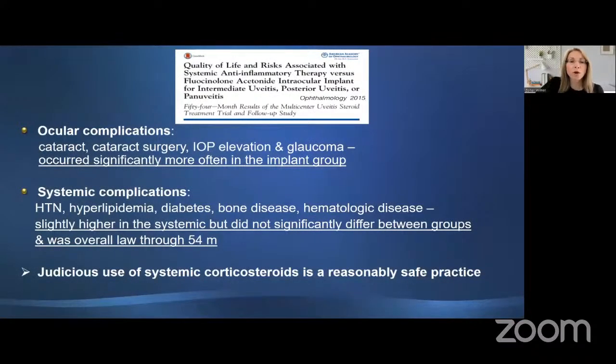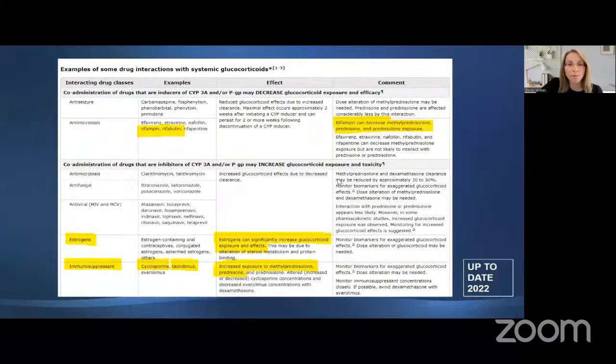The MUST trial looked at the quality of life and risk associated with systemic anti-inflammatory therapy versus the implant treatment, and showed that ocular complications occurred significantly more often in the implant group. However, systemic complications were only slightly higher in the systemic treatment group, and there was no difference between groups at 54 months. So, judicious use of systemic corticosteroids is a reasonable, safe practice.